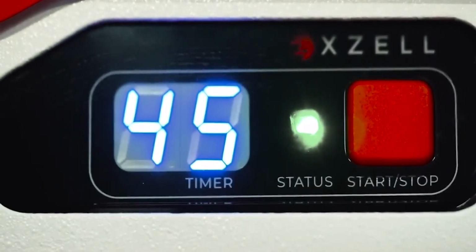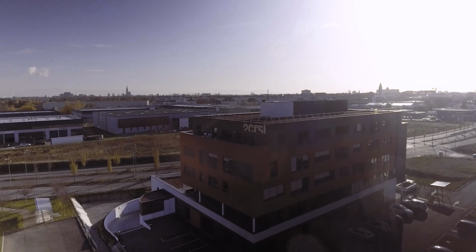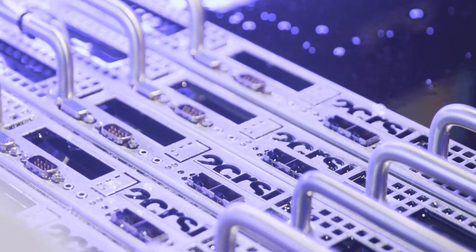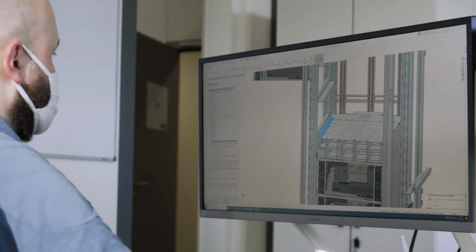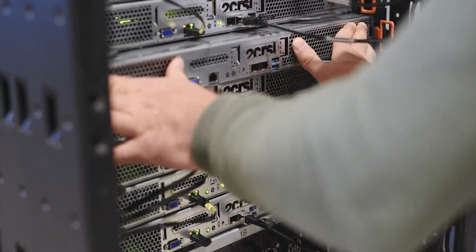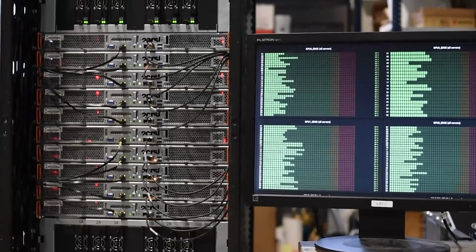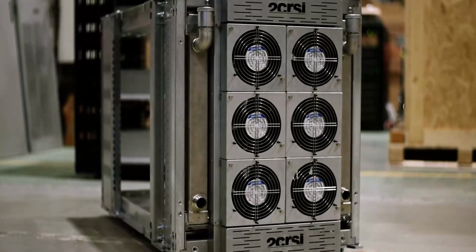But let's talk about a company at the cutting edge of high-performance computing solutions. 2CRSI is a renowned name in the computer hardware industry and IT services. They specialize in designing, manufacturing, and distributing high-performance, tailor-made, and eco-responsible servers and storage solutions, always striving to reach new heights in compute density, performance, and reliability.